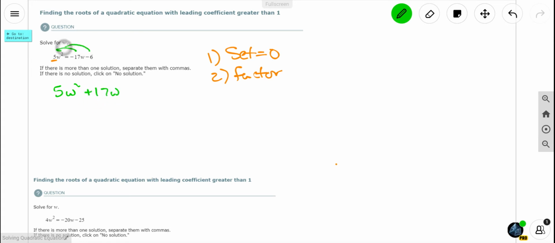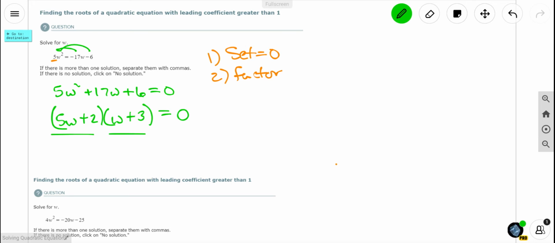Jump the 6 to the other side and change the sign, equals 0. Okay, now you can either guess and check, or you can use the AC method. I am going to guess and check because that's who I am. I'm going to go 3 and 2 because I know 5 times 3 is 15 and 2 times 1 is 2, and 15 plus 2 is 17, and that's what I'm trying to get. I could kind of see what's coming. Look, check it out.